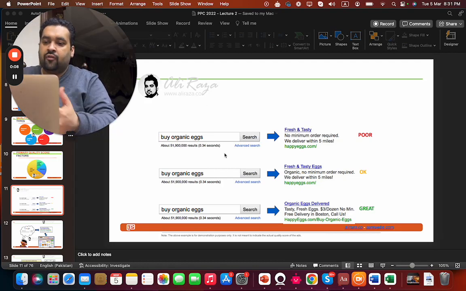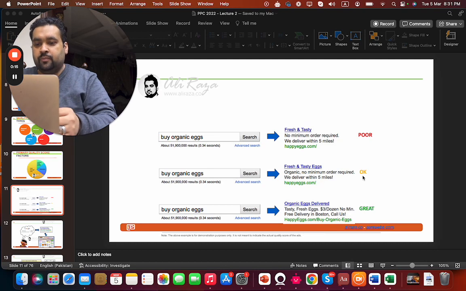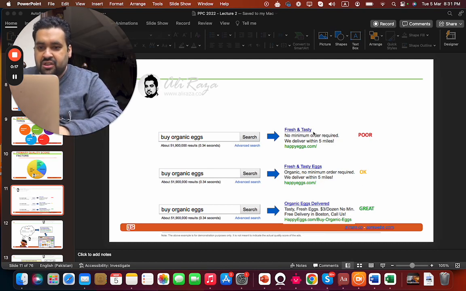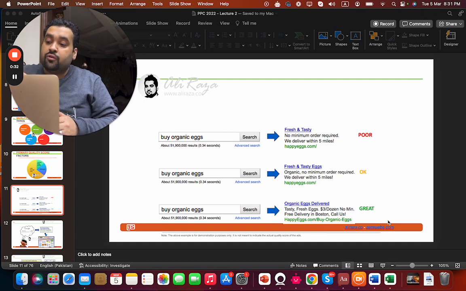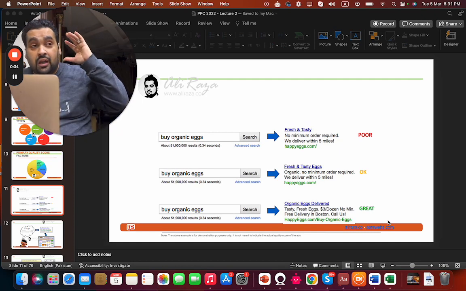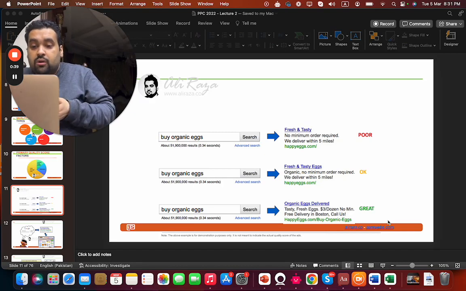Now, let's say I search for a query like buy organic eggs, and I see three ads. Number one: very fresh and tasty, no minimum order, delivered within 5 miles. The second ad: fresh and tasty eggs. And the third one: buy organic eggs delivered. Now understand why this ad is great: it is fulfilling the intent which the user has in mind when he searches that particular query. So we need to link it, like buy organic eggs delivered.